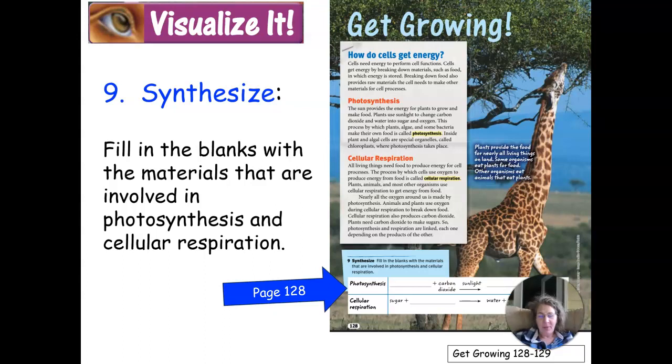Number 9 was making sure it was still recording. Number 9 wants you to fill in the blanks in the table on the bottom of 128 with the components of photosynthesis and cellular respiration.